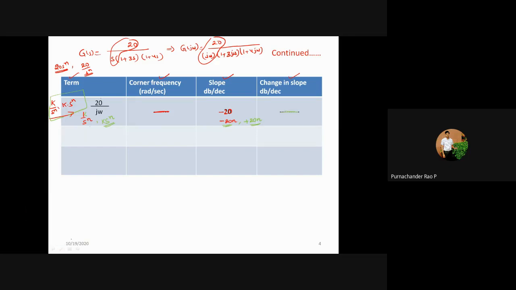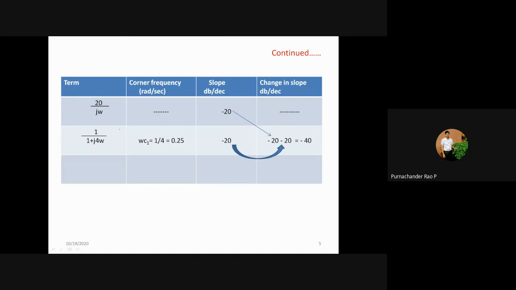After that, the next term we have to take is the lowest corner frequency, omega C1. The lowest corner frequency we have seen is 1 by 4. So you need to take that particular term. This is 20 divided by j omega into (1 plus 3 j omega) into (1 plus 4 j omega). We finished the first term in the last step, so then you need to consider this term. The second term should be represented here.